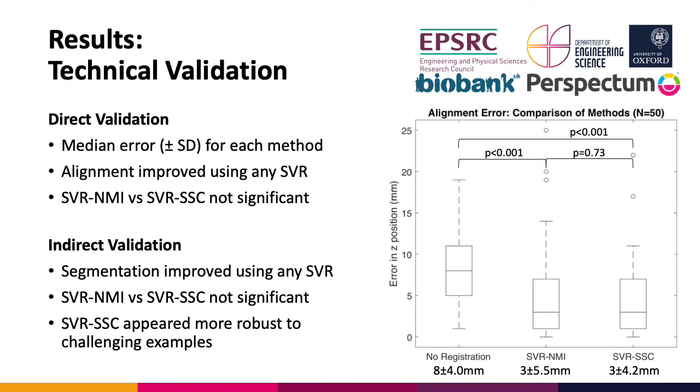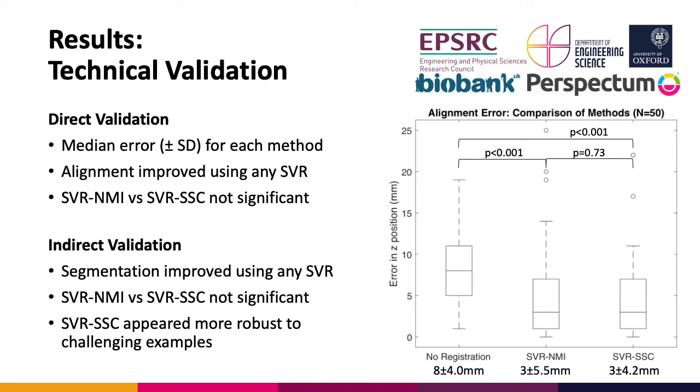Here are the results for the technical validation. For the direct validation, here is a comparison of the error for all three methods on those 50 subjects with annotated reference positions. The alignment error was significantly reduced when using either of the two slice-to-volume registration methods. The difference in alignment error between methods was not significant.